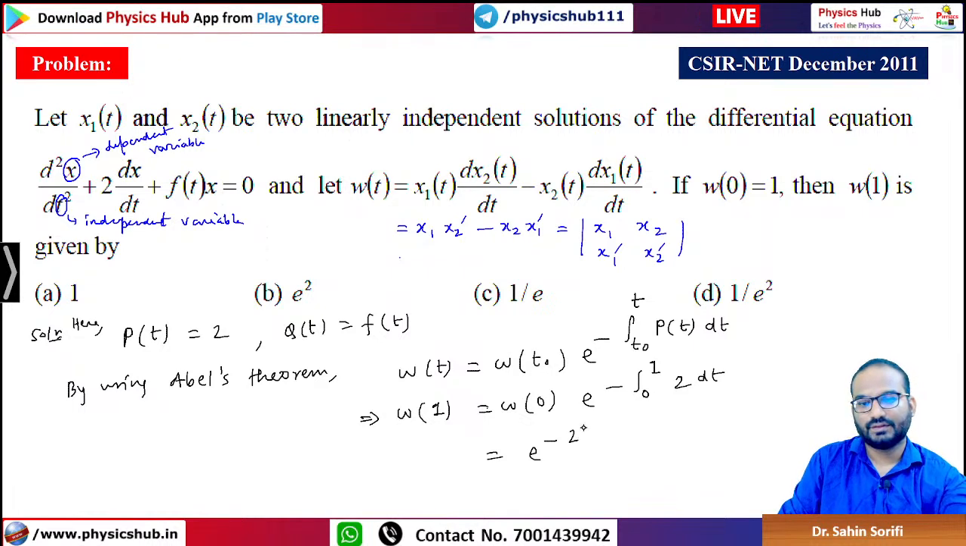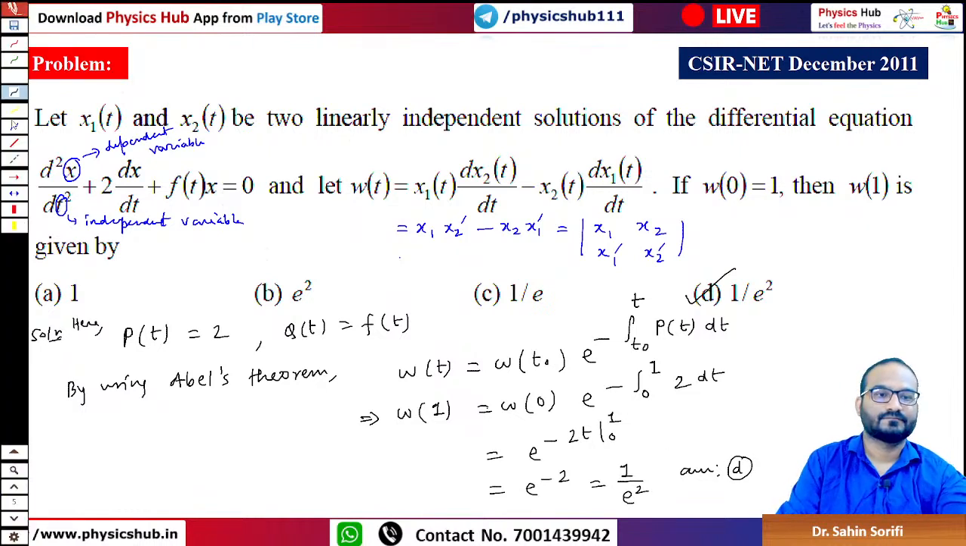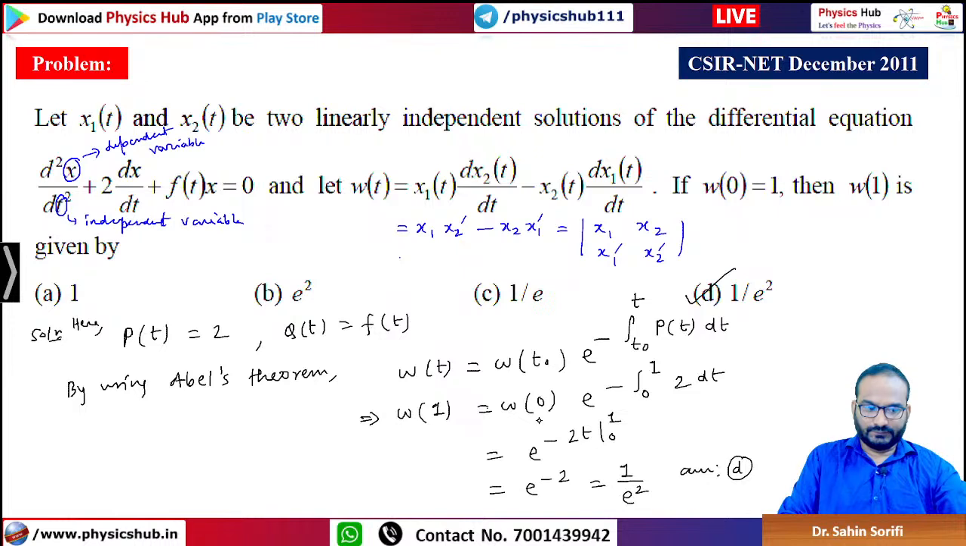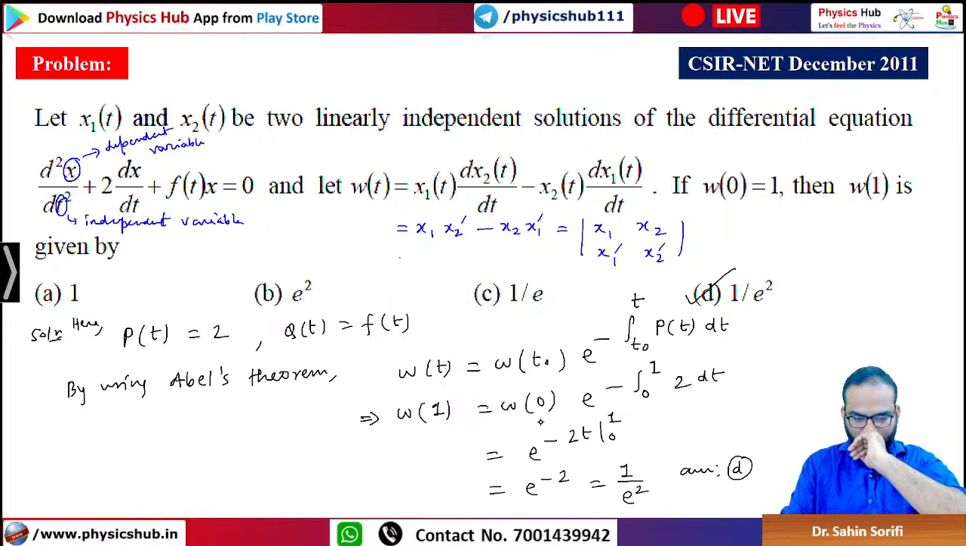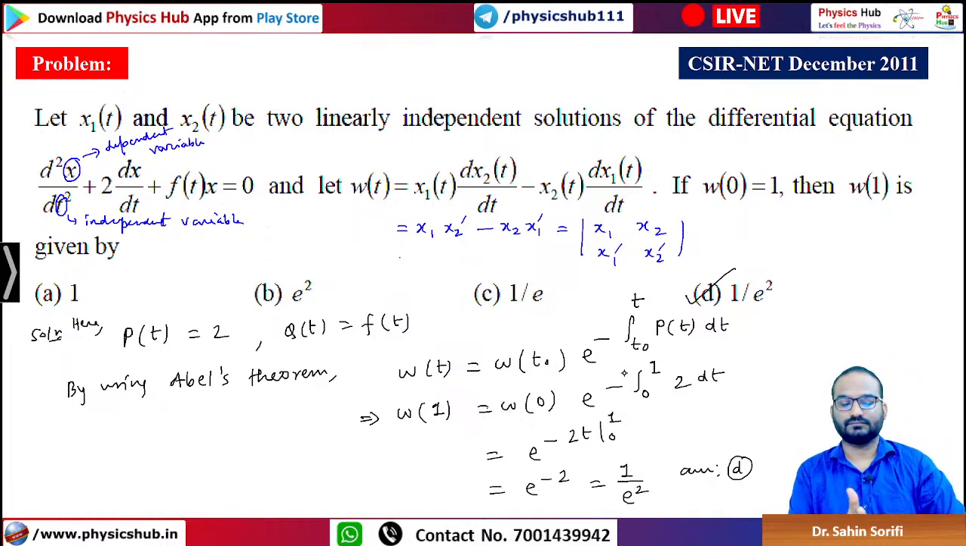2t from 0 to 1. So this is e to the power minus 2, that is 1 upon e square. Option D. Okay, now let's move on to the next question.